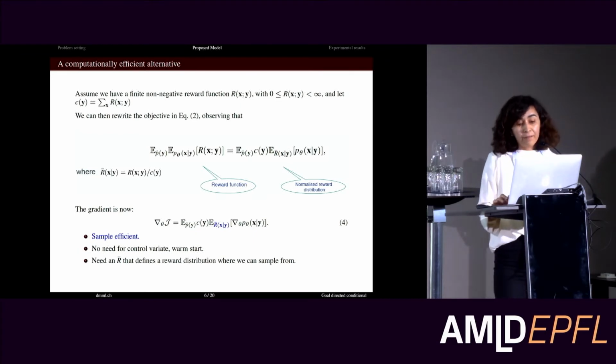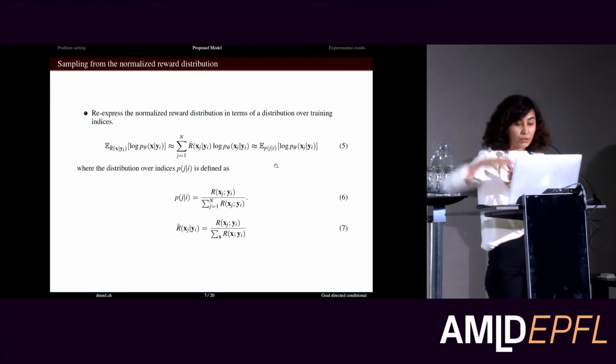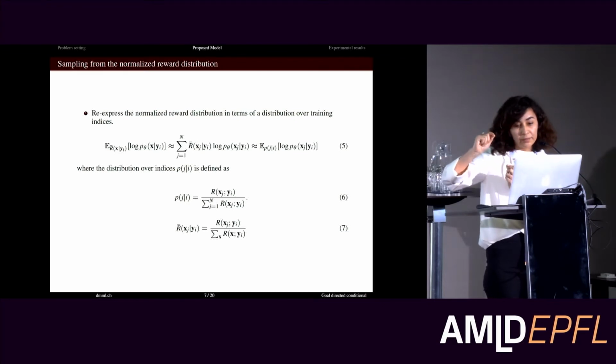We don't have all possible molecules, so what we did is approximate this distribution in terms of the training data. For every y, we just look at all these actions in the training data and then evaluate their probability of getting sampled.